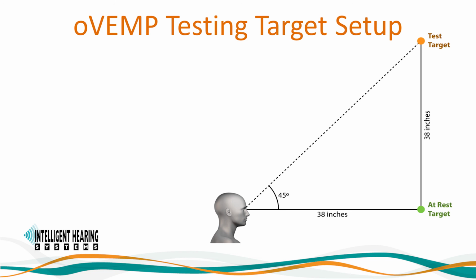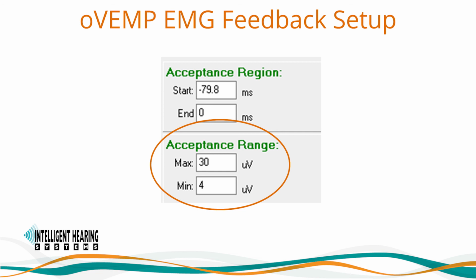The 45-degree target is achieved by sitting in a chair that is 38 inches away from a baseline horizontal target position, and then measuring 38 inches upward from that horizontal target to obtain your 45 degrees. oVEMPs are slightly different from cVEMPs in that once you look up maximally, both eyes and muscles are activated simultaneously. Thus, it is easier and faster to obtain the RMS min and max values by simply analyzing the muscle activation once. Also note that there are great differences in amplitudes between cVEMPs and oVEMPs.